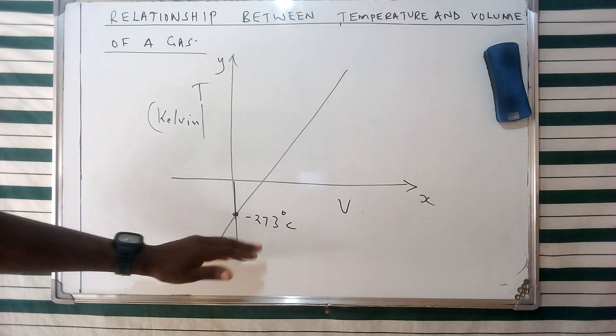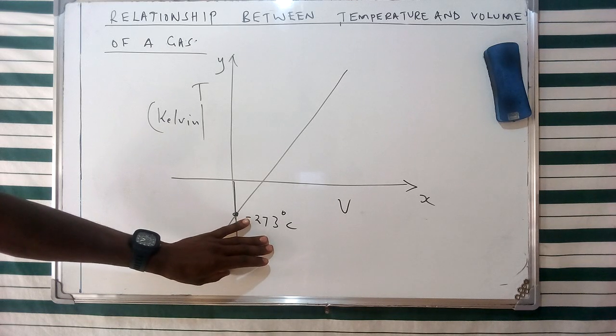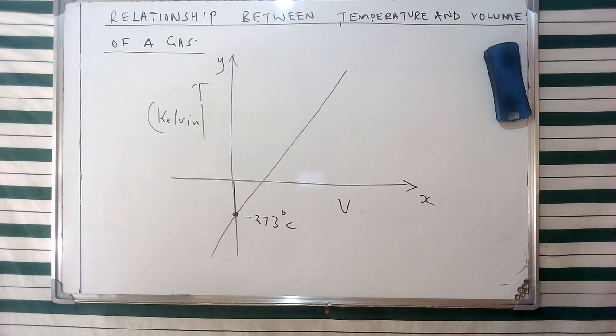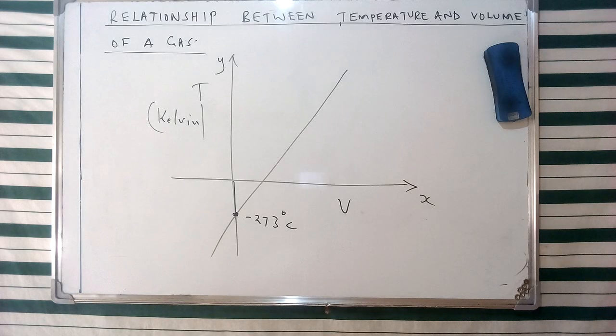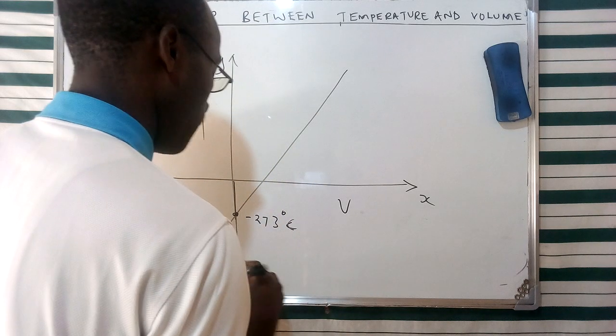And of course, since the volume becomes this particular absolute value of 0, therefore this must be the lowest temperature that can be achieved from this specific data. Then we are going to assign this particular temperature a particular value in terms of the Kelvin scale.